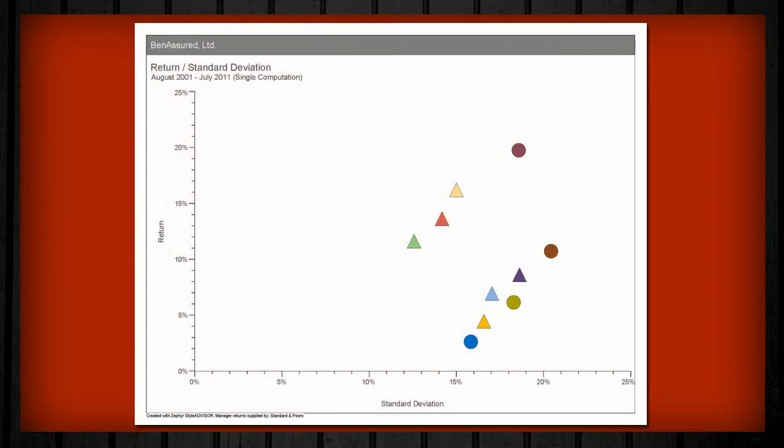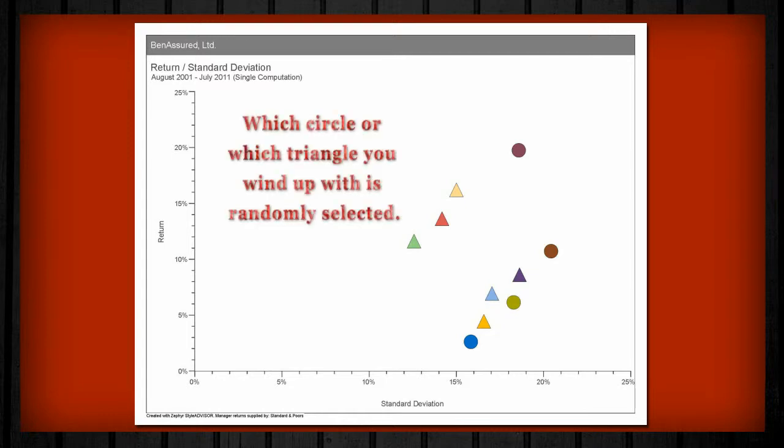On the next slide, I've taken away some clutter, and I have a simple question. The 4 circles represent an investment, and the 6 triangles represent investments. You are depositing some money, and you have a choice between a circle or a triangle. However, which circle or which triangle you wind up with is randomly selected. You can only choose between a circle or a triangle. Given that question, which would you choose?